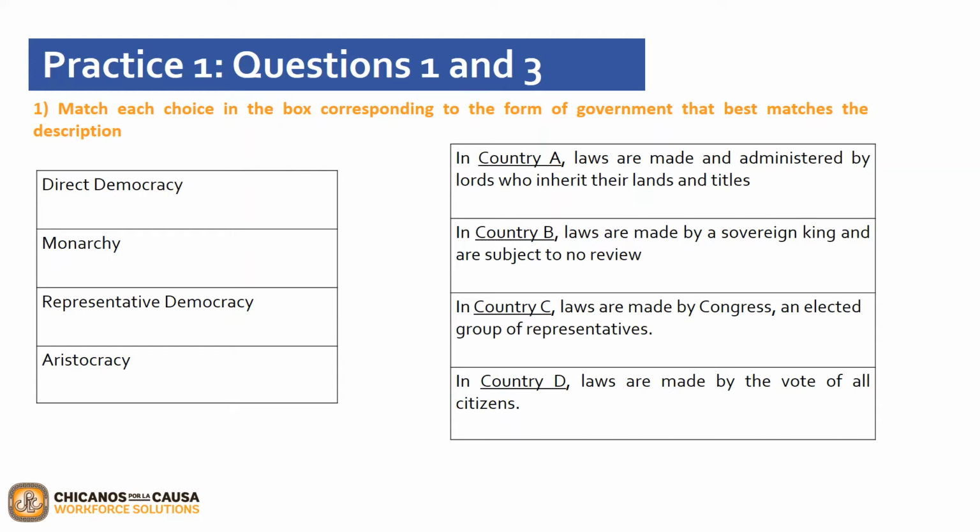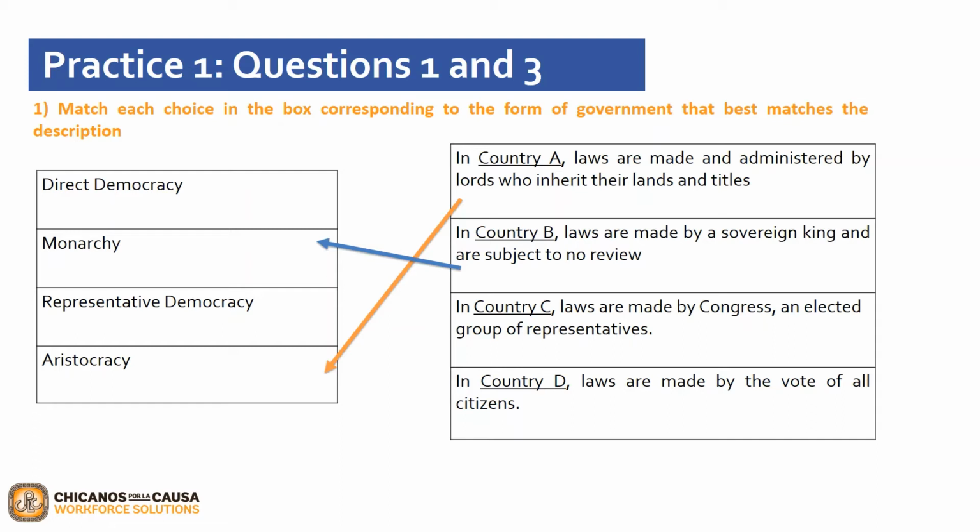So let's look at our different scenarios. In country A, laws are made and administered by lords who inherit their lands and titles. So this sounds very closely to aristocracy, which is the rule of an elite class. In country B, laws are made by a sovereign king and are subject to no review. So a great tip for you to always know what this type of form of government is, just remember that king and queen mostly go with monarchy.